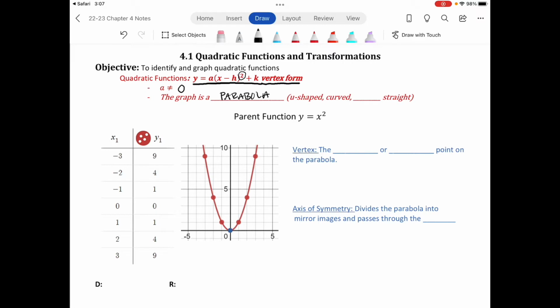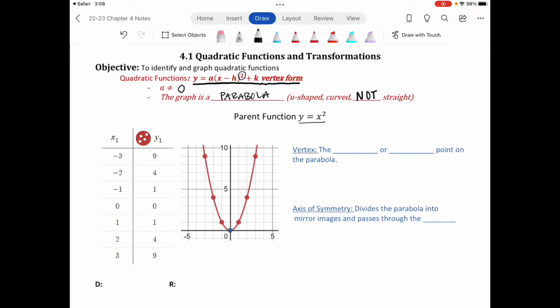So this graph is going to be U-shaped, it has curved edges, and I can't emphasize this enough, but it is not straight. It's not like the absolute value, and it's not like a regular line. Here we have a picture of the graph itself, and we got all these points by plugging in different x values into the original equation and squaring them.